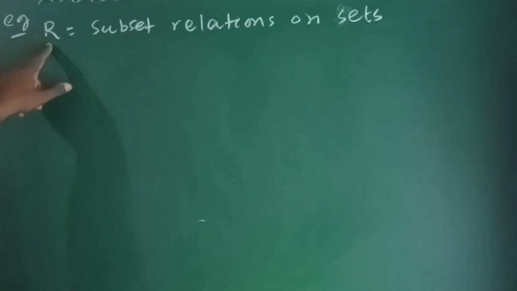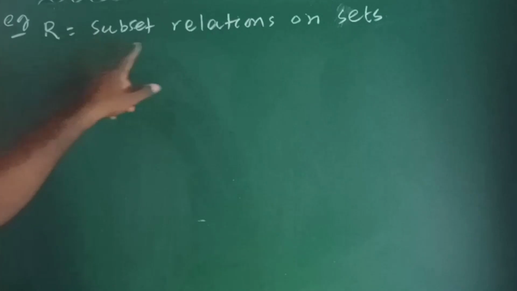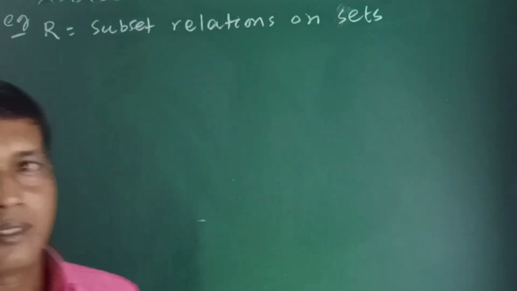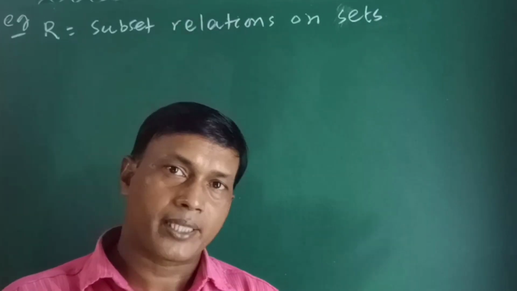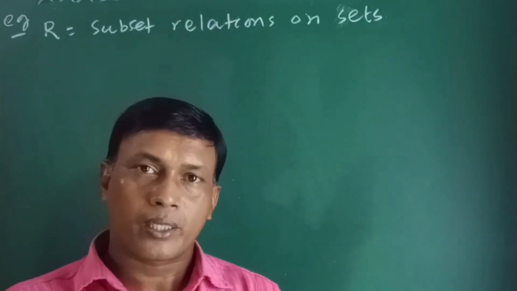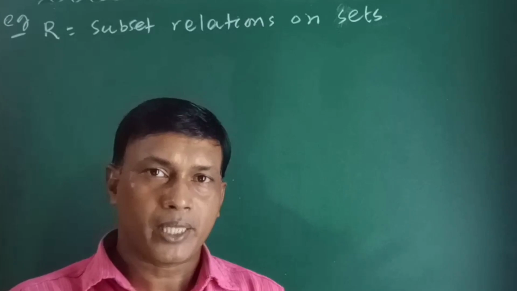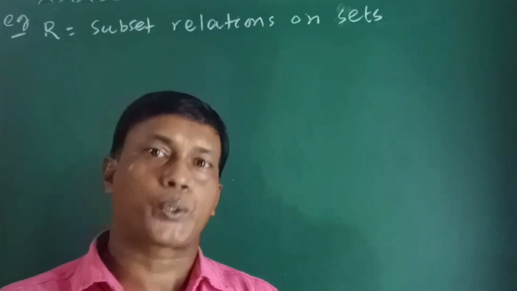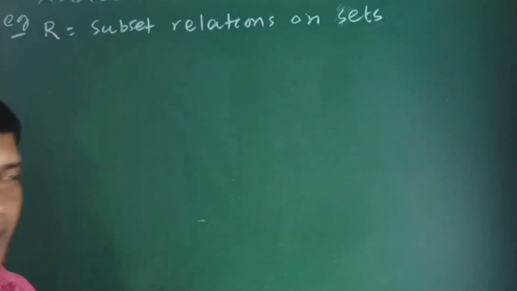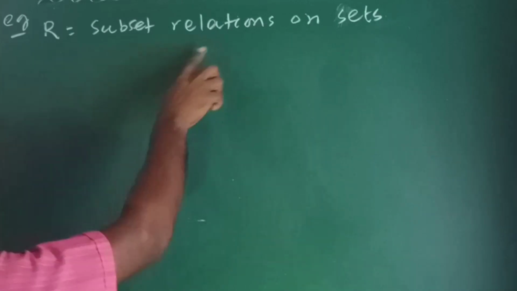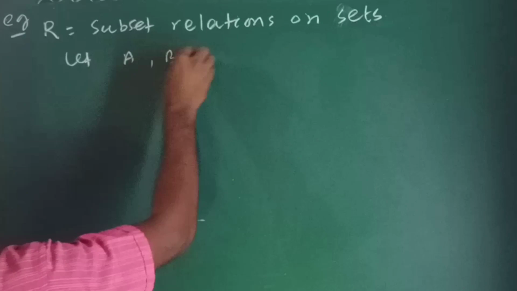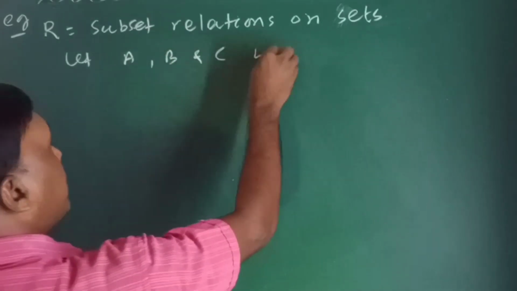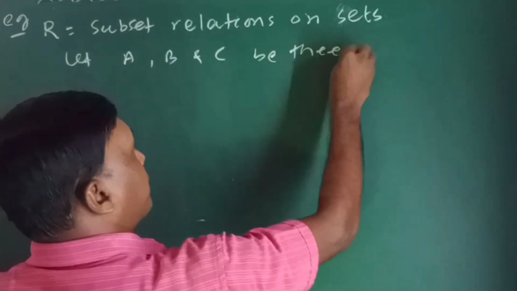Another example: R is a relation which is the subset relation on sets. When there are two sets, there is a relation between the two sets that one set can be a subset of another set. So the relation subset on sets is also a relation. What type of relation is this? Look here. We have to test the subset relation. Let A, B and C be three sets.